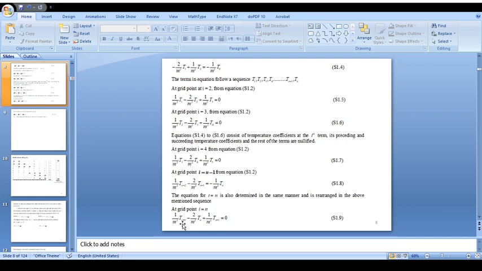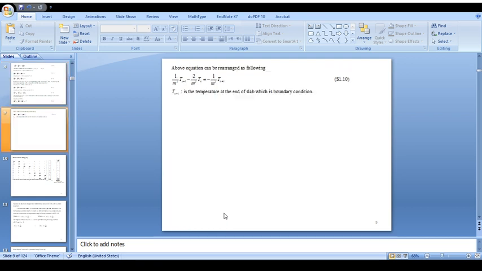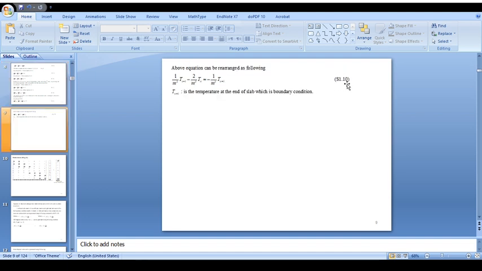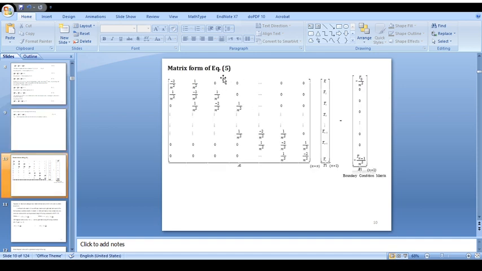So this Tn plus 1 is again the boundary, so it can be rewritten into this particular format. These Tn minus 1 and Tn are unknowns, and Tn plus 1 is the boundary temperature. So all these equations from 1.4 to 1.1 can be rearranged into the matrix format as follows. So this is in matrix format. This is the first equation, then second, then third, and this is the second last.